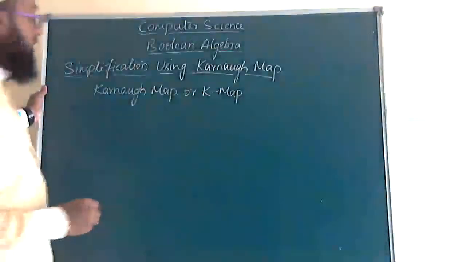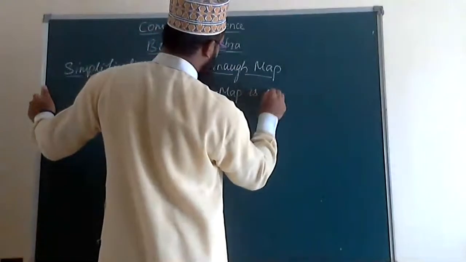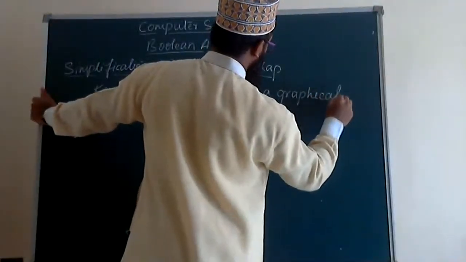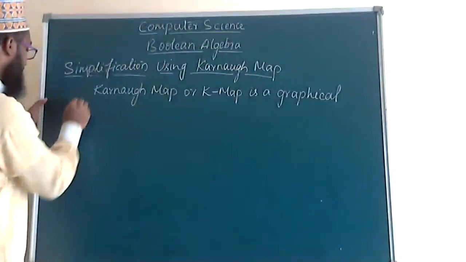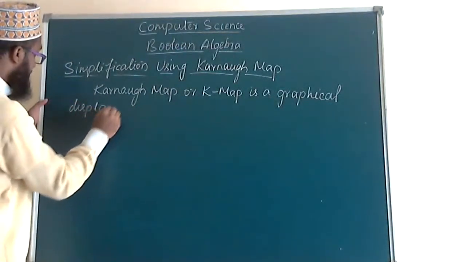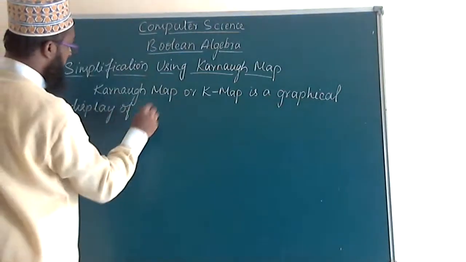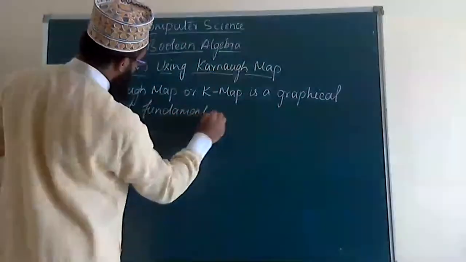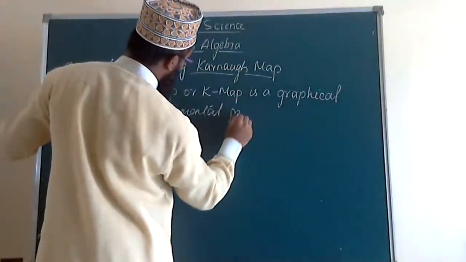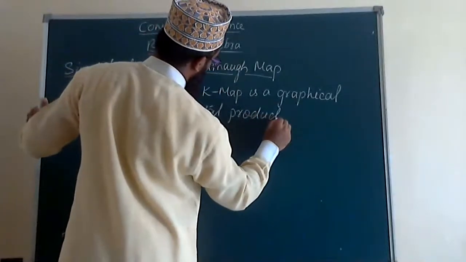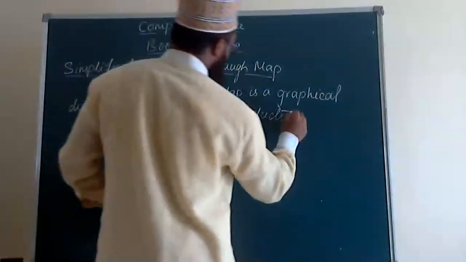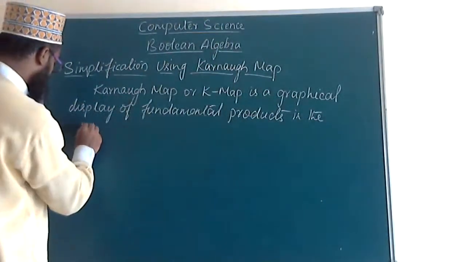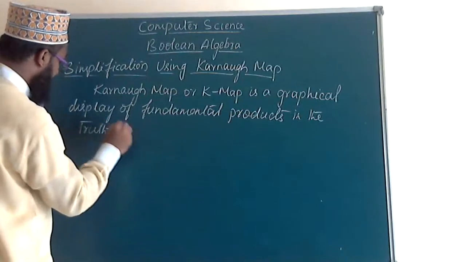K map. Karnaugh map or K map is a graphical display of fundamental products in the truth table.